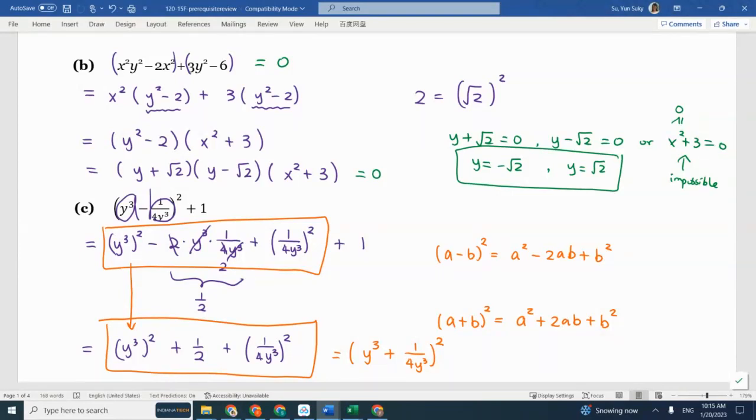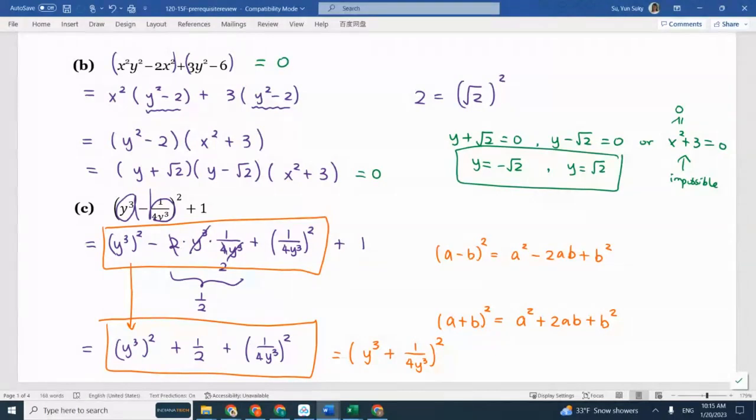So how do we cancel the half? The half? Yeah, oh, this is negative 1 half. Negative 1 half plus 1 is 1 half. Right. We're not canceling.